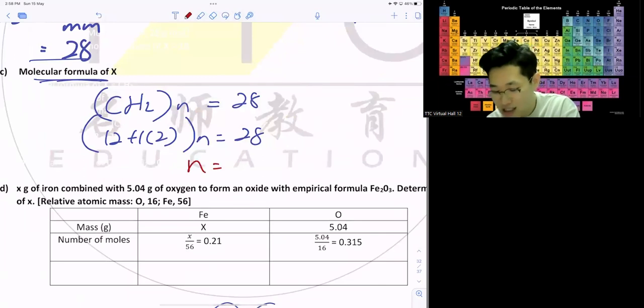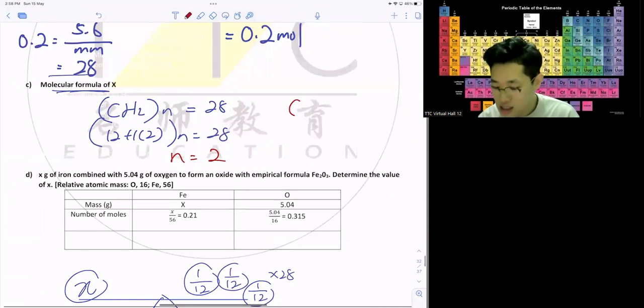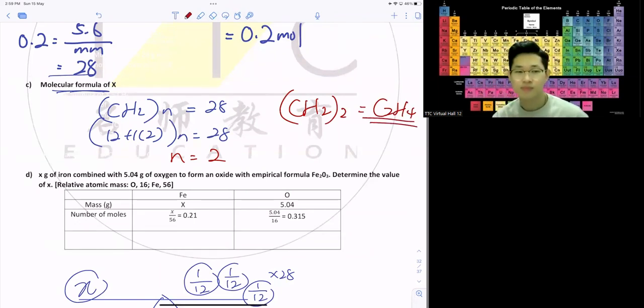N is equal to 2. So CH2 times 2, we get C2H4. Yep, that's the answer. C2H4. Okay.